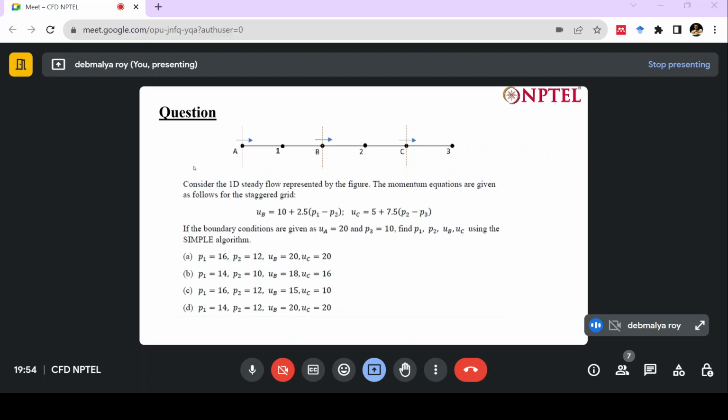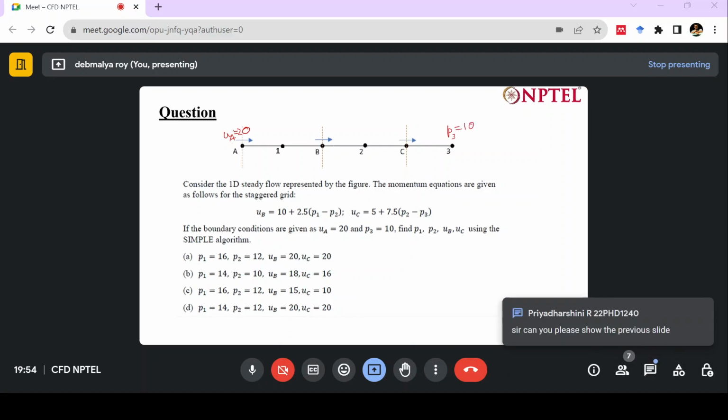So let's go to the next question. So next question is more hands-on on the SIMPLE algorithm. So we have been given momentum equations for point B and C, and we are also given some boundary conditions. So let's just write down the boundary conditions. So UA is 20, and P3 is 10. So P3 is given here.